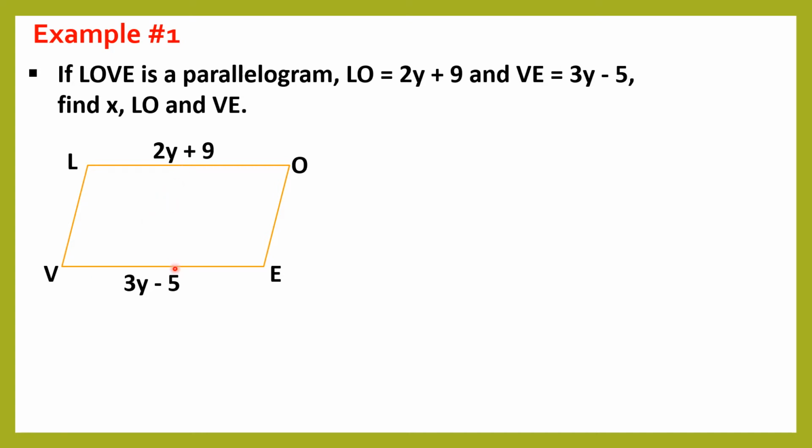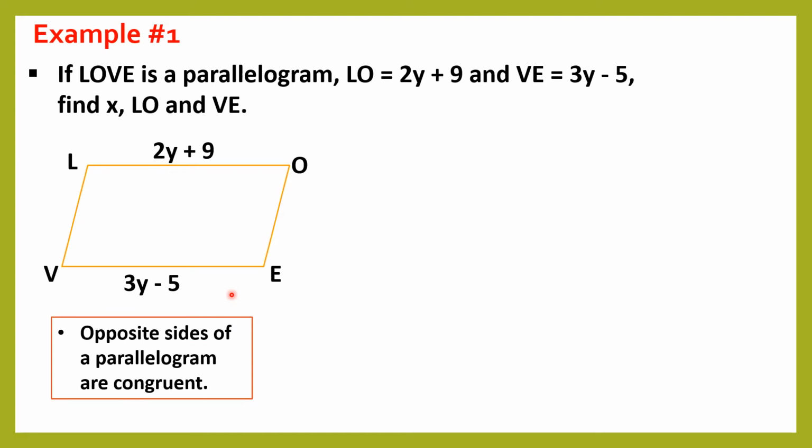So they are opposite sides. Opposite sides of a parallelogram are congruent. Therefore, we can say now that LO is congruent to VE. So kapag congruent sila, ang measures nilang dalawa equal. So we can say now that 2y plus 9 is equal to 3y minus 5.